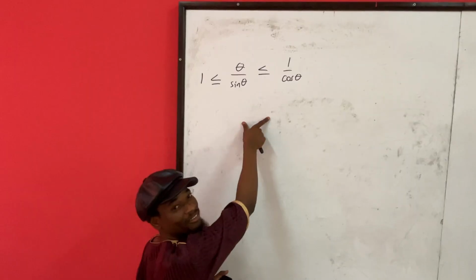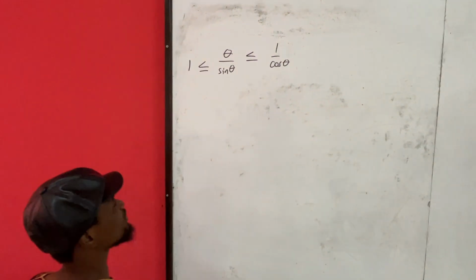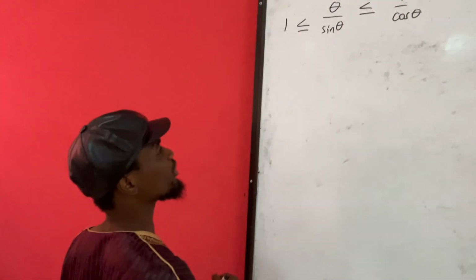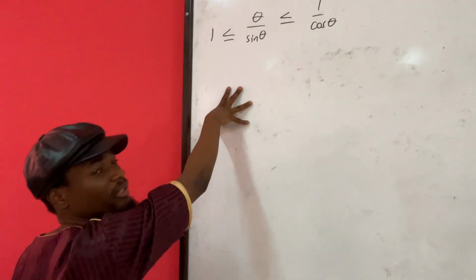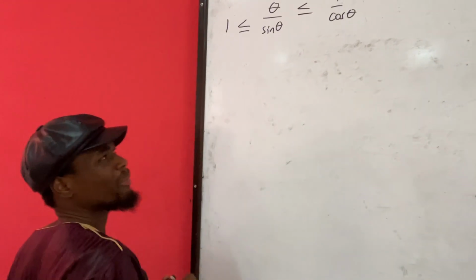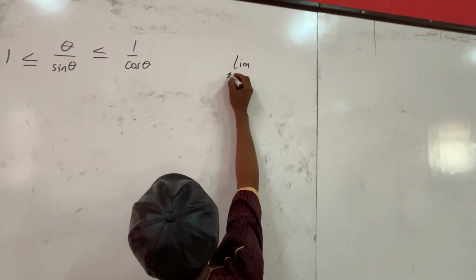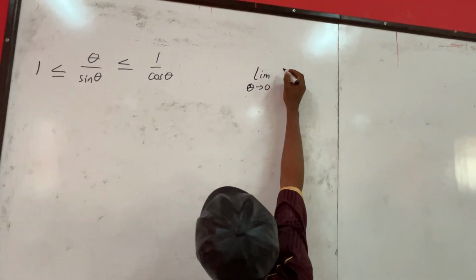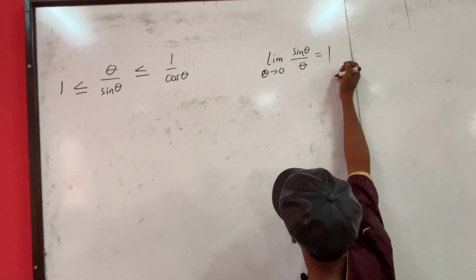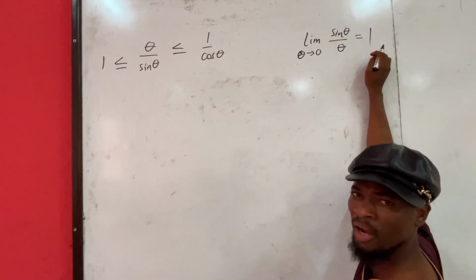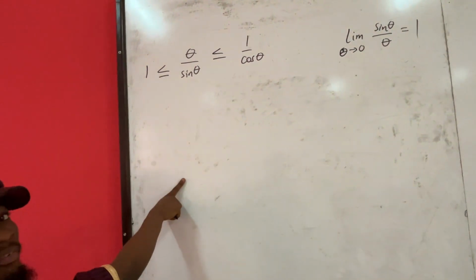So viewers, we had this, right? So what can we do from here? We can flip whatever we have over here. Okay, why are we doing so? Remember, we are proving the limit as theta approaches 0 of sine theta over theta, which is equal to 1. So viewers, have you seen the concept? Have you seen the analogy? So we are going to employ the same strategy over here.